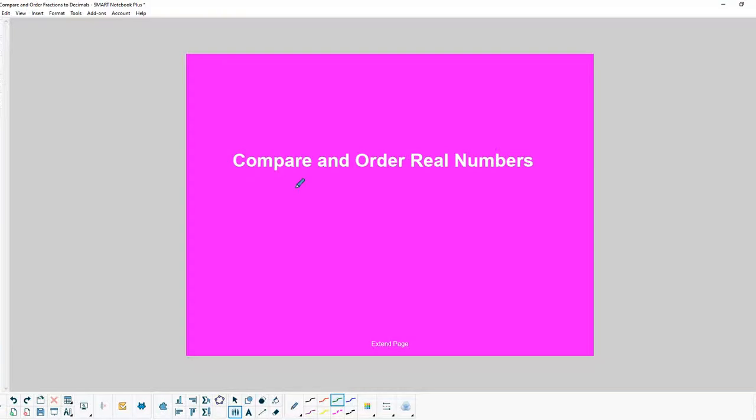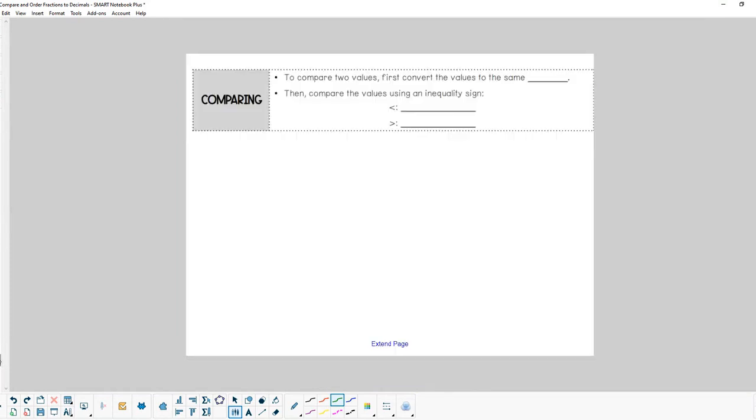and rational and irrational numbers. Today we're going to talk about comparing and ordering real numbers. So you've got your notes packet ready. We'll fill in some blanks and we'll see how this works.